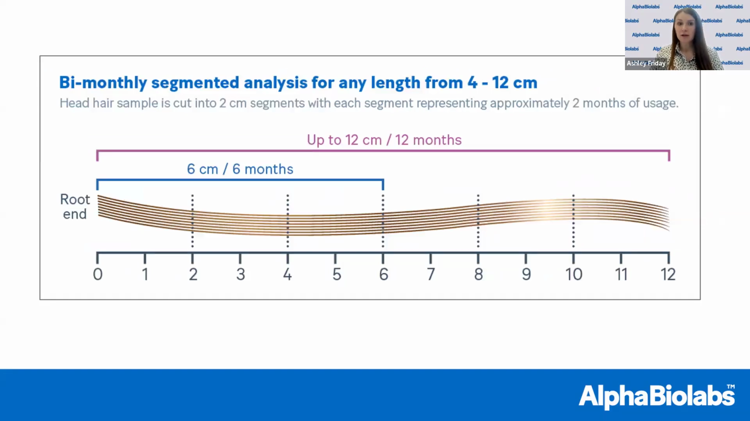And then the third option for head hair testing would be bi-monthly segmented analysis. So this falls in between the two, and this is where we would report in 2 monthly segments. So if you had a client that was being tested for 6 months with 6 centimetres of head hair, you would get 3 results over that time frame. Again, allowing you to look at patterns and trends, but just in a wider time frame per segment.